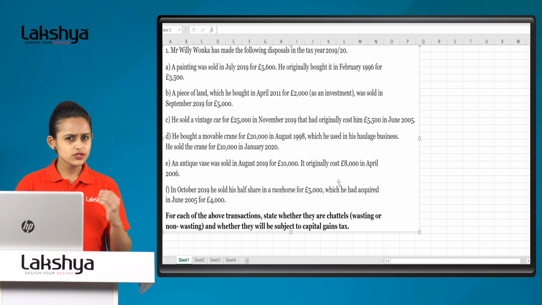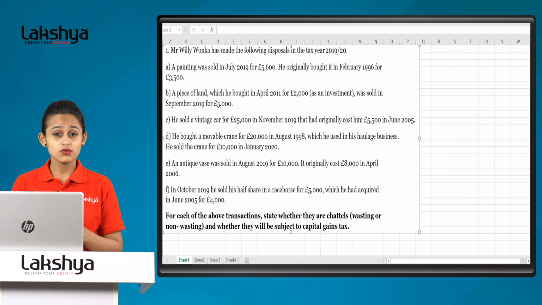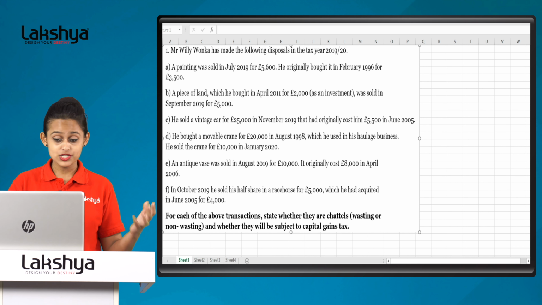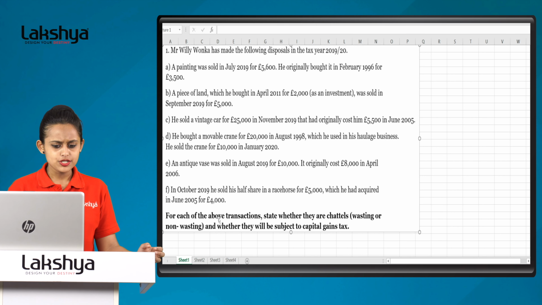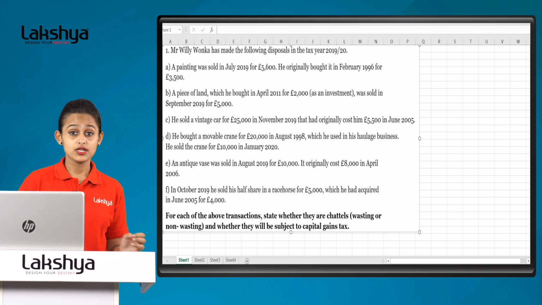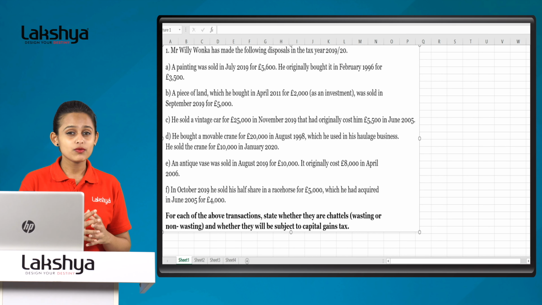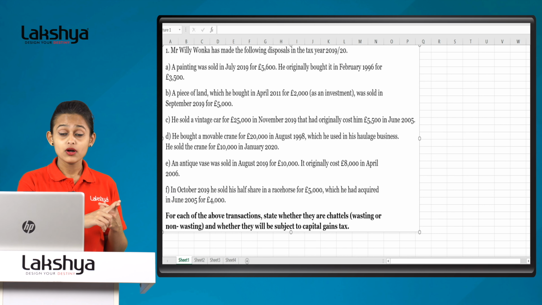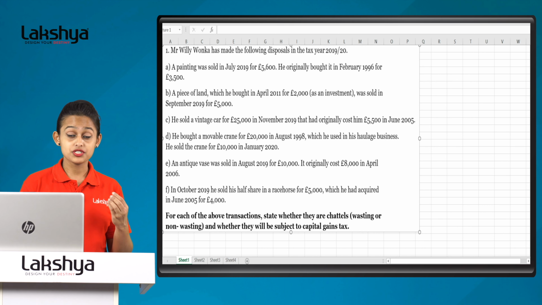Now, we are going to do this example to help us see what exactly we are supposed to look into to identify if it is a chattel or not a chattel. So, take a look at the requirement. It says, for each of the above transactions, state whether they are chattels, wasting or not wasting, and whether they will be subject to CGT. So, basically what are we supposed to identify? One thing is whether they are chattels or not. If they are chattels, are they wasting or non-wasting? And also if they are subject to CGT.